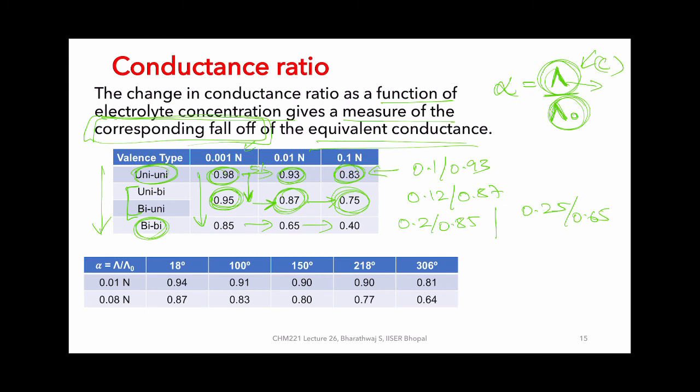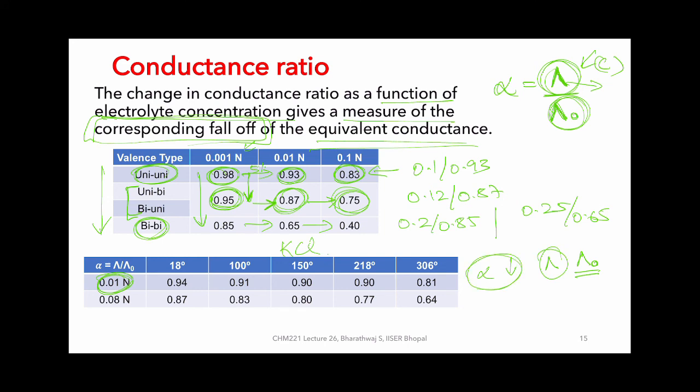So the next question that comes up is how do these measurements change as a function of temperature? This is an example taken for KCl. What you're able to see is that for 0.01 normal, as you keep increasing the temperature, the alpha keeps reducing. This happens because both lambda and lambda naught keep increasing, but lambda naught increases far more than lambda, resulting in an overall reduction in alpha.